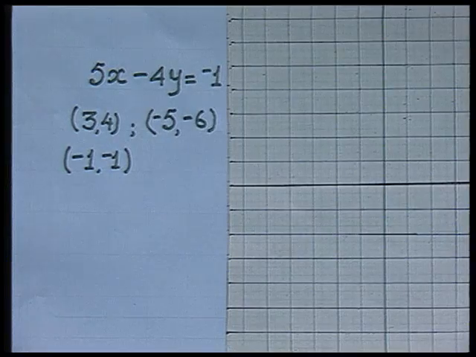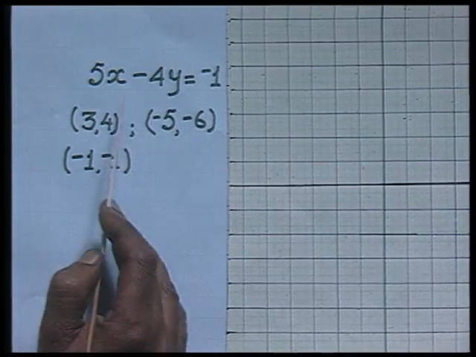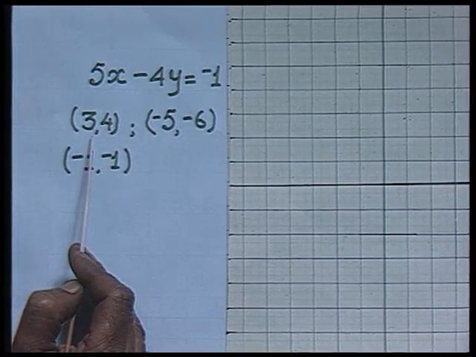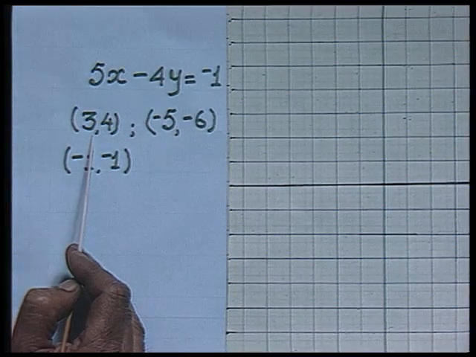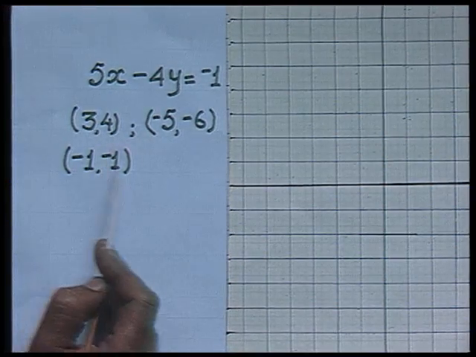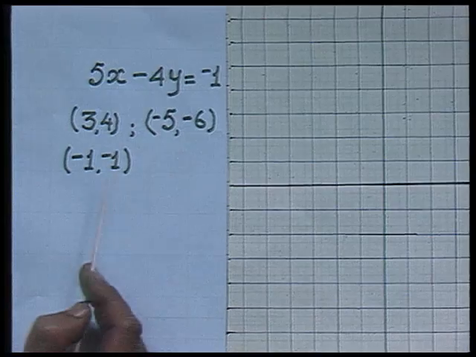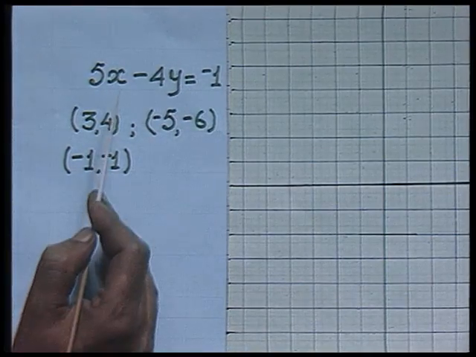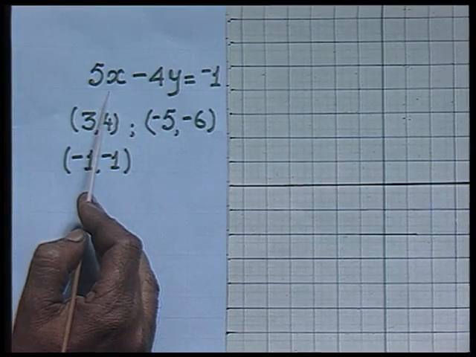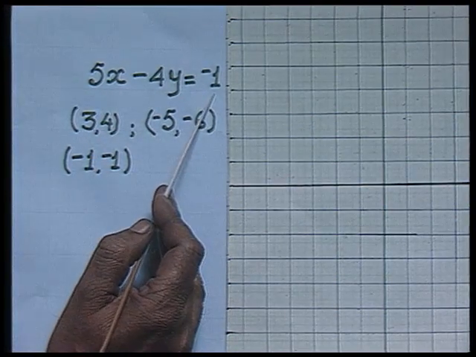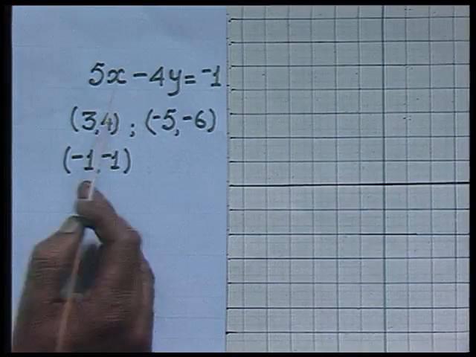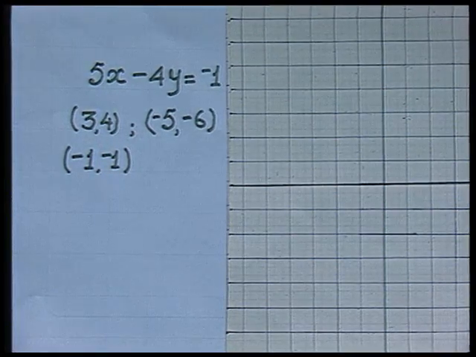So here I have 5x minus 4y equals minus 1, and the ordered pairs which satisfy this equation are 3, 4, minus 5, minus 6, and minus 1, minus 1. And these ordered pairs which satisfy the equation 5x minus 4y equals minus 1 are nothing else but the solutions of this equation. So let's plot these points on the graph paper.